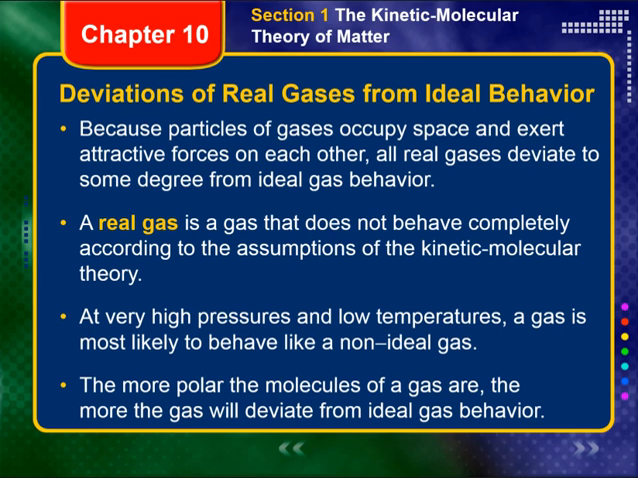Also, on that same line of reasoning, the attractive forces and the repulsive forces existing between real particles, the more polar a molecule is, the more that gas will deviate from ideal gas behavior. Because to say that a molecule is polar is to say that it has attractive forces. So if it has more polarity, a stronger polarity, more intense polarity, that means it's going to have more intense attraction and repulsion.